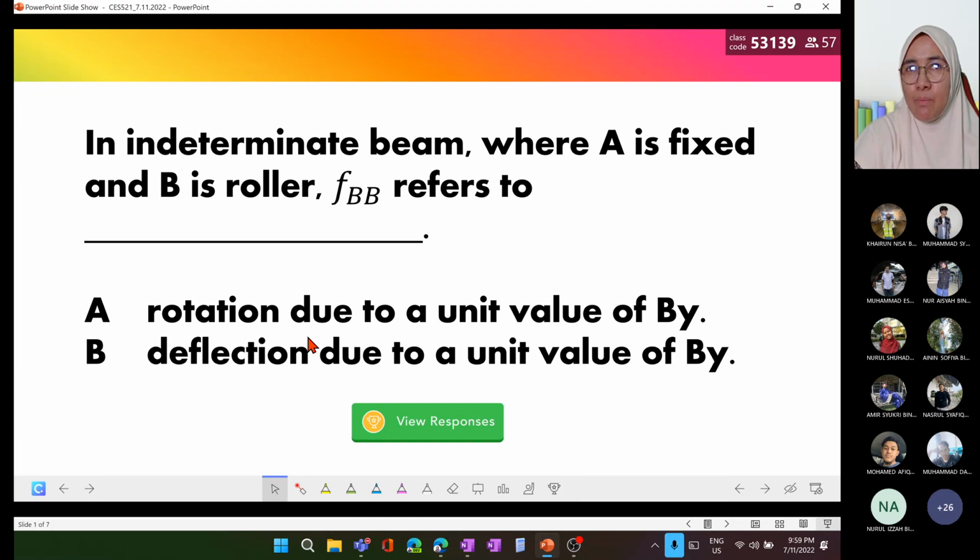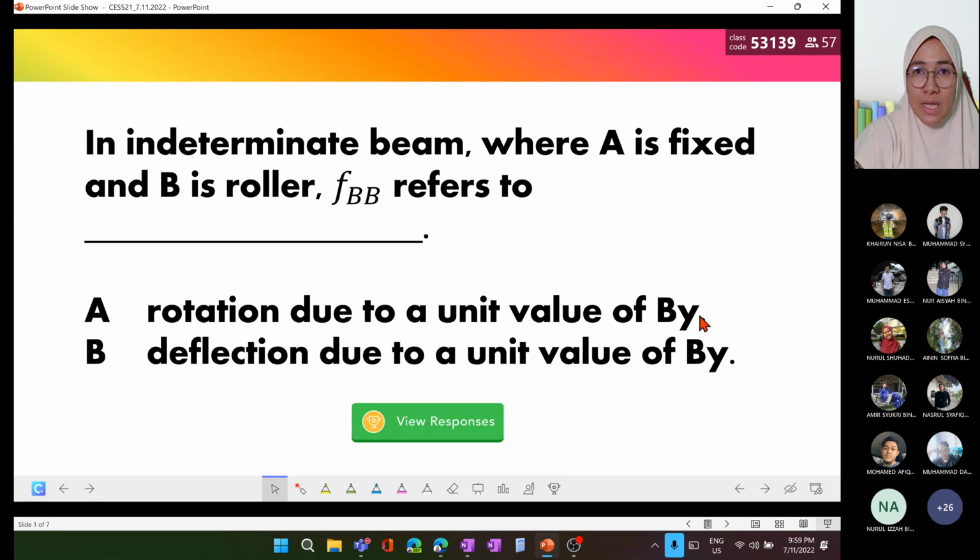So if the moment at A is the redundant, then only we determine rotation. Now, By is P, so it is deflection, not rotation. By induces deflection at B, not rotation.